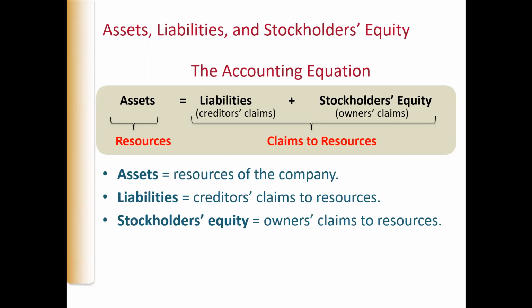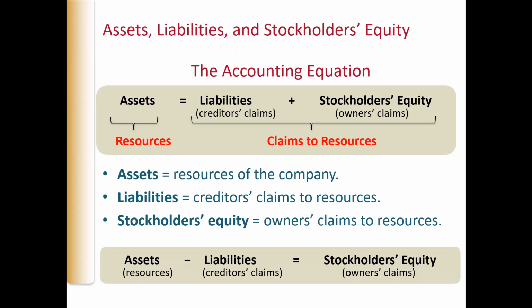So assets are resources. Liabilities are sacrifices that we have to take care of in the future. And owners' equity are those owners' claims that they've invested in the company. And of course, you can say assets minus liabilities equals stockholders' equity. We're just changing that equation around. But guys, this is key in what we're going to talk about today. So write this down. Assets equal liabilities plus stockholders' equity.